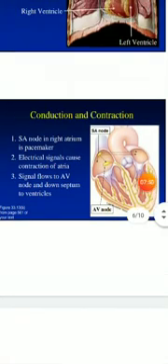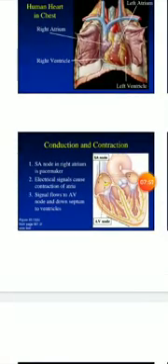So for today's class, I think this is enough for you all. I will explain in the next slide how the circulatory system works in human beings.